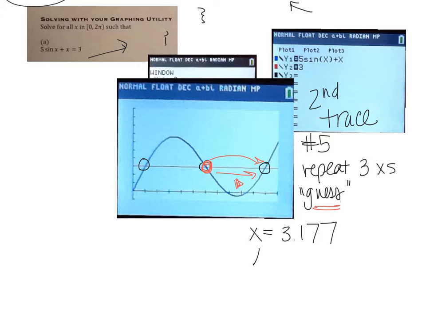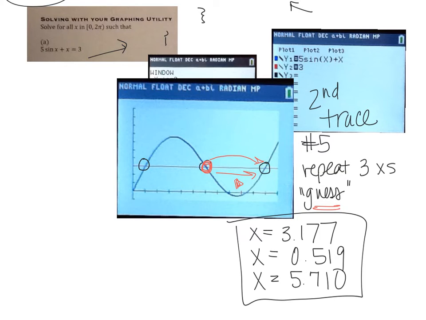You're going to repeat that process for the second point of intersection. One of them is at 0.519, and then one more time for that third point of intersection, and you should get 5.710. So those are the 3 values of x that make this equation true.